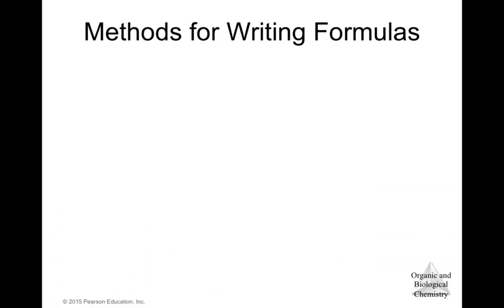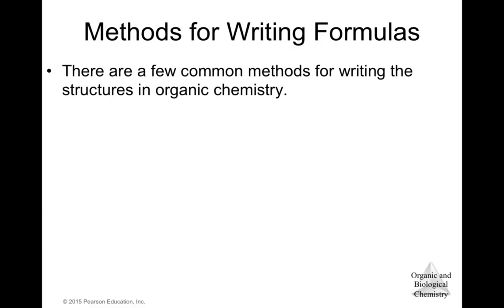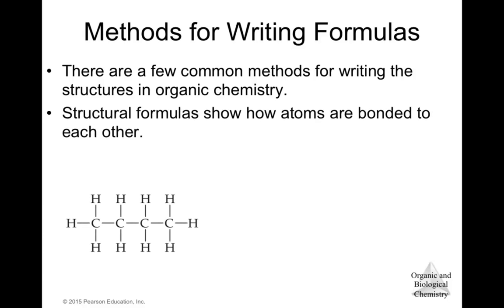Now let's learn the method for writing formulas. There are a few common methods for writing these structures in organic chemistry. The first one is the structural formulas. This is where you show just how atoms are bonded to each other. So here we use bonds between the atoms. We have a carbon here, and there is a bond between these two carbons. There is a bond between this carbon and hydrogen, carbon, hydrogen, carbon, hydrogen. Remember that hydrogen can make just one bond. That's why you can see here that they are just attached once with carbon.